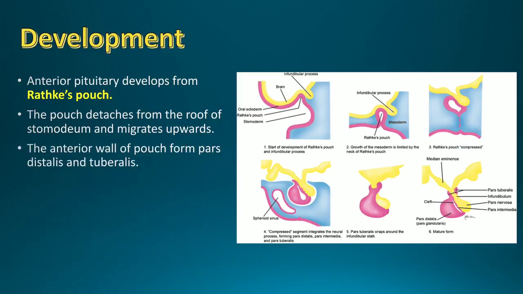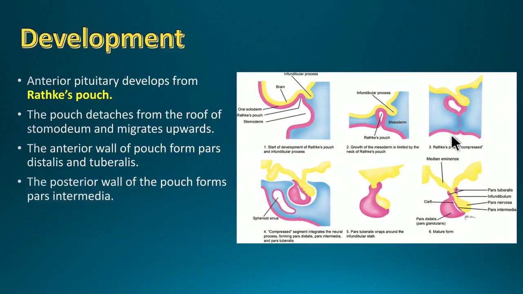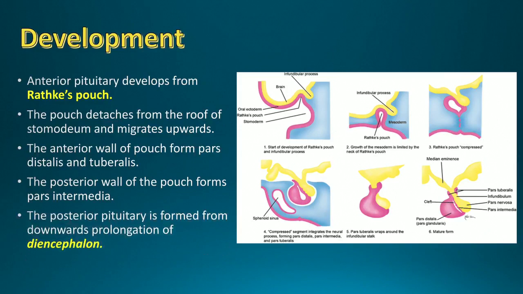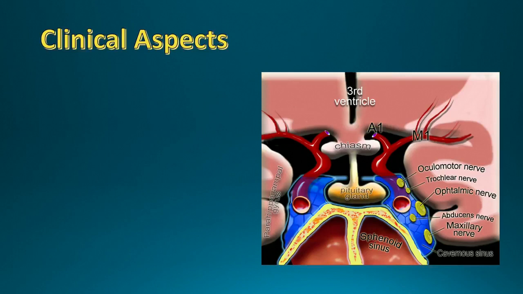Okay, so then this forms your pars distalis and pars tuberalis. The downward growth from the diencephalon is the infundibulum. Now, the lower part of this detaches from the roof of the mouth and completely disappears. So the downward growth of the diencephalon is the posterior lobe or the neurohypophysis. Adenohypophysis is from the Rathke's pouch.